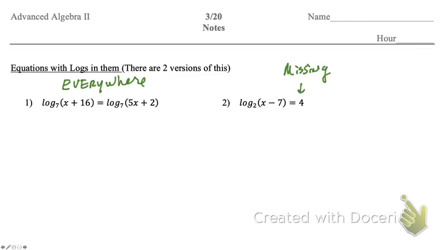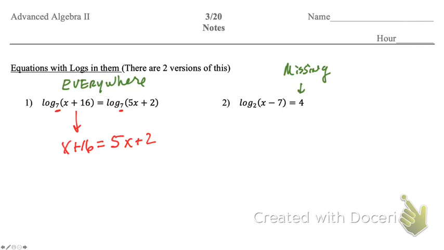If they have them everywhere, this would be equivalent to the exponential equation of saying 2 to the x plus 16 equals 2 to the 5x plus 2. And if you remember, if your bases are the same, we just drop our exponents and make them the same. So we would set up the equation x plus 16 equals 5x plus 2. When we have logs, we can think of it in the same way. Our bases are the same, they're both 7s. It's log equals log, so we can just simply drop the arguments down and set the arguments equal.